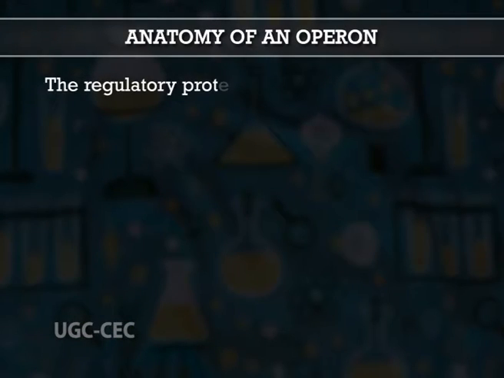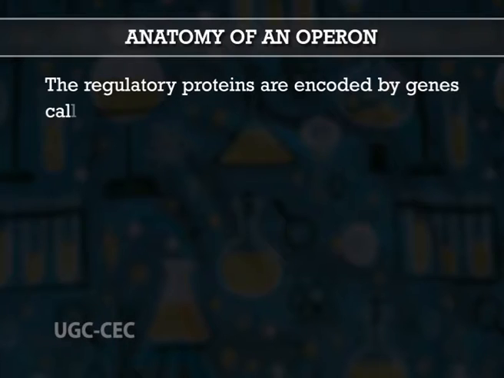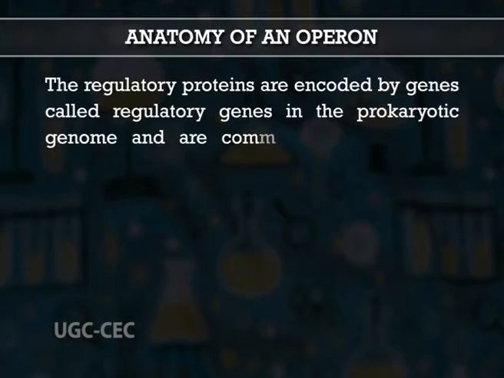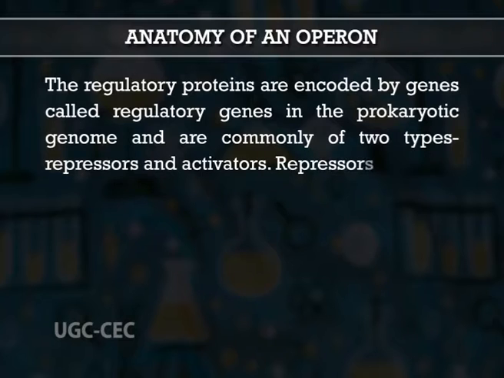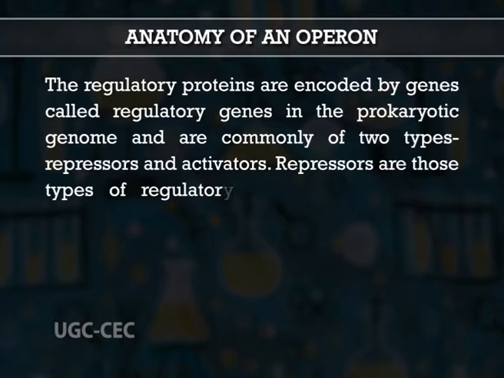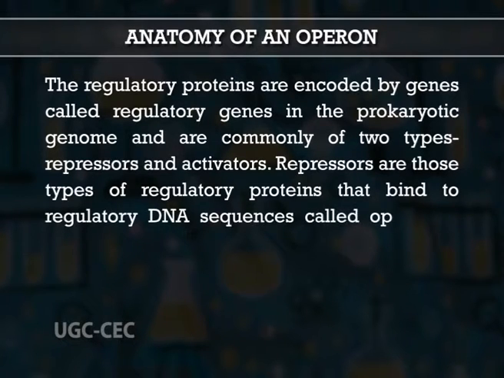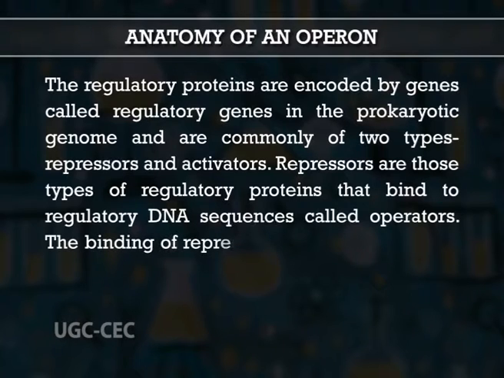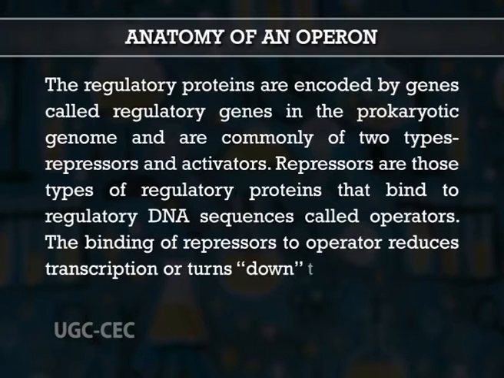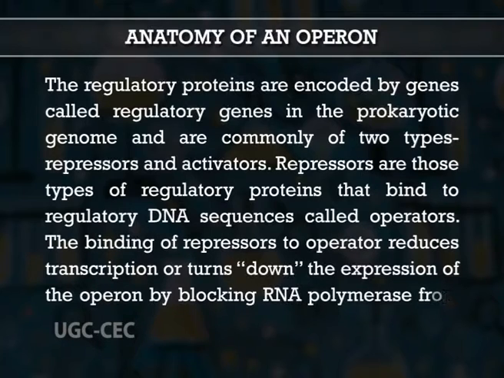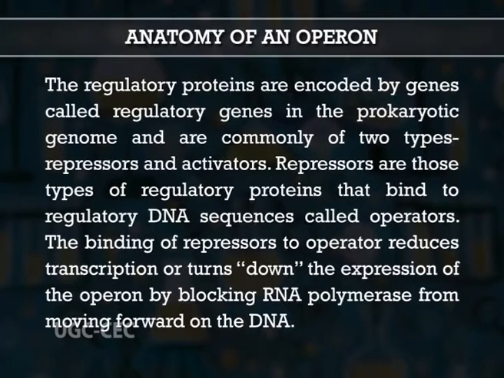The regulatory proteins are encoded by genes called regulatory genes in the prokaryotic genome and are commonly of two types: repressors and activators. Repressors are those types of regulatory proteins that bind to regulatory DNA sequences called operators. The binding of repressors to the operator reduces transcription, or turns down the expression of the operon, by blocking RNA polymerase from moving forward on the DNA.